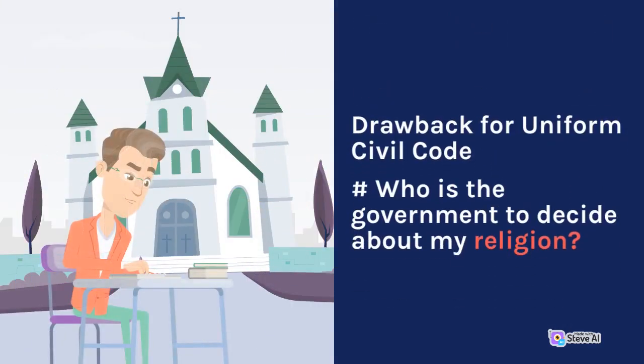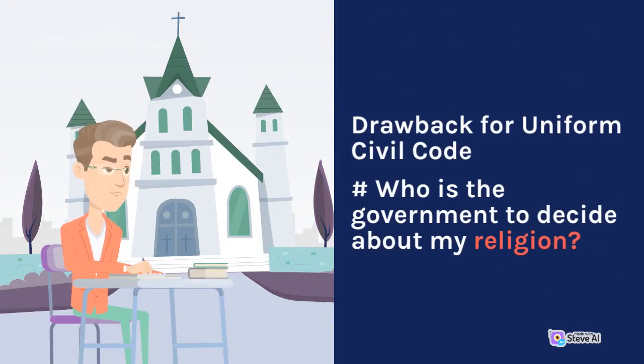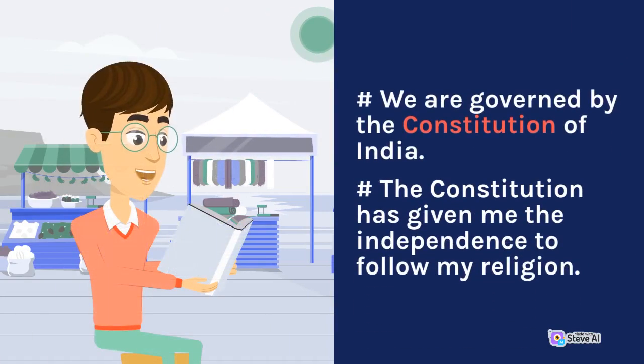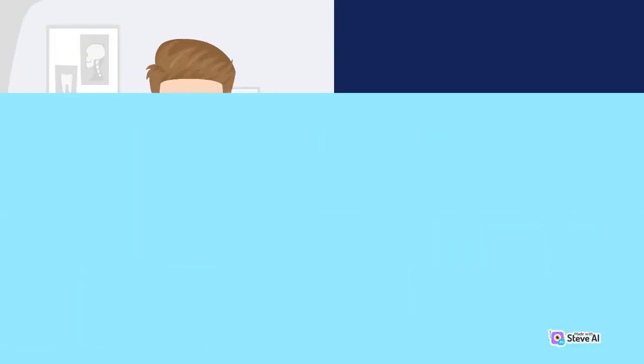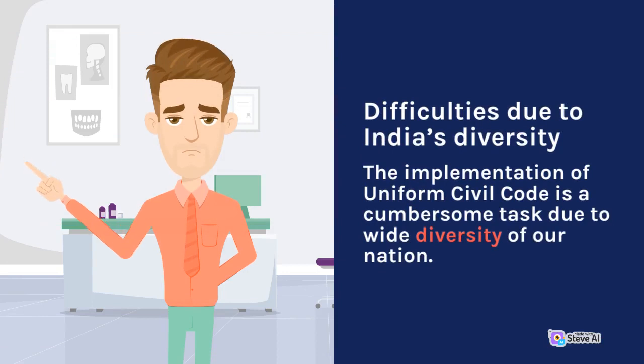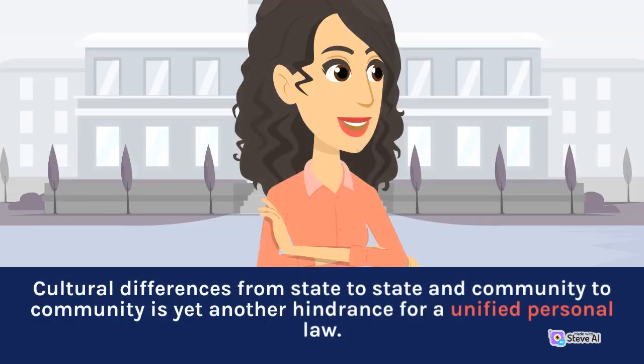Drawbacks of Uniform Civil Code. Who is the government to decide about my religion? We are governed by the Constitution of India. The Constitution has given me the independence to follow my religion. Difficulties due to India's diversity. The implementation of a Uniform Civil Code is a cumbersome task due to the wide diversity of our nation. Cultural differences from state to state and community to community is yet another hindrance for a unified personal law.